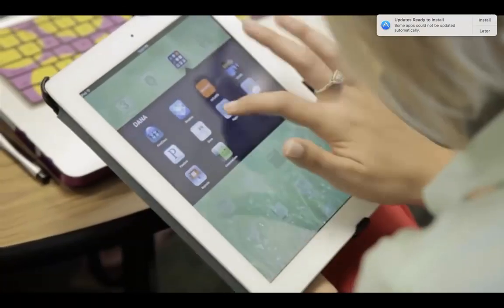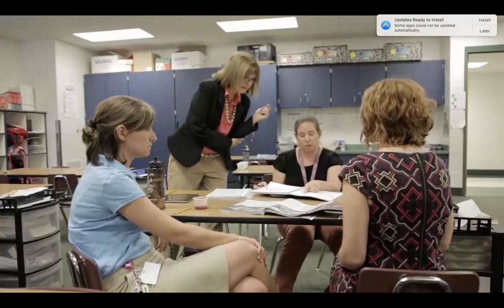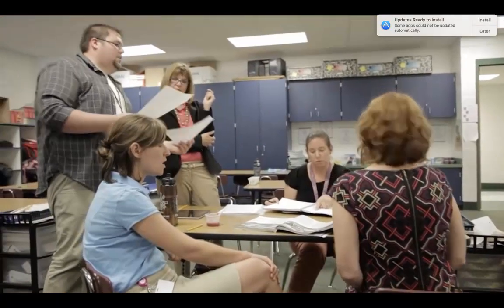We set goals everywhere, and we base our goals on data collection. So teachers set personal goals and they set professional goals. We encourage our students to set personal goals and academic goals.